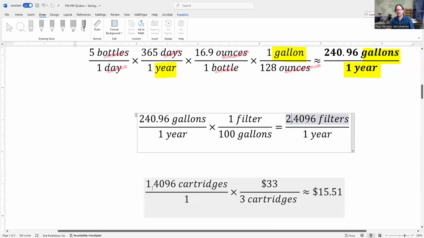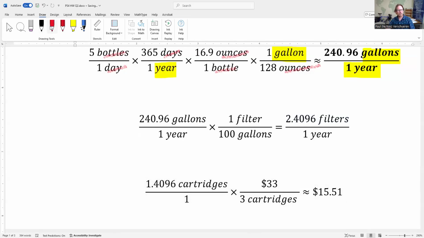To buy. So a 1.4096 cartridges times $33 per cartridge. Notice the cartridges go away, and all we're left with is dollars. And so that's just going to be a cost. I guess I could have said, I didn't write 1.4096 cartridges per year because it's actually 2.4096, but we already paid for one. And then that ends in just dollars.